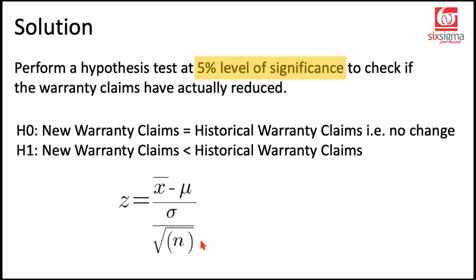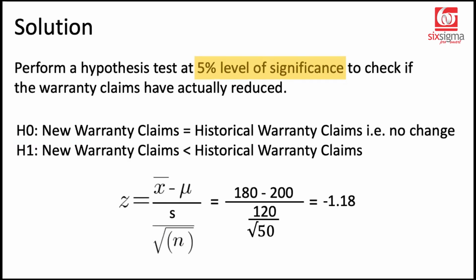Test statistic remains the same, but there would be a change here. We don't know the sigma anymore. We have to cut this. We have to bring the sample standard deviation S here instead. And then we know everything that we need to put in this formula. If you plug those values, this is how the calculations would be. The warranty claims new average is 180. Earlier average was 200. Standard deviation is 120. And sample size we've taken is 50. If we do this calculation, this value is approximated to negative 1.18.